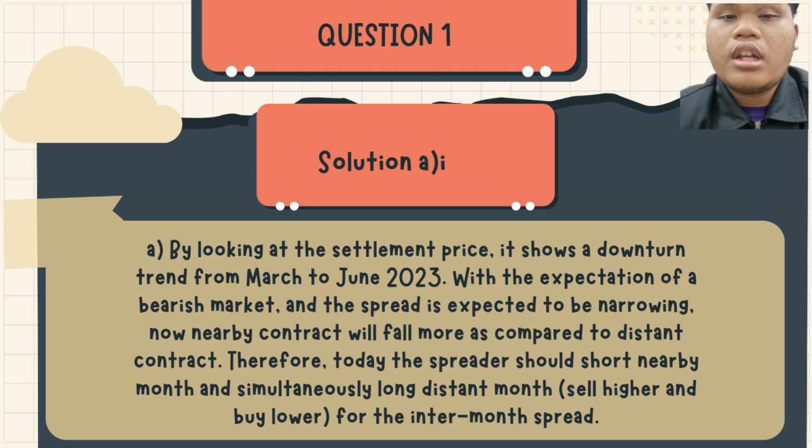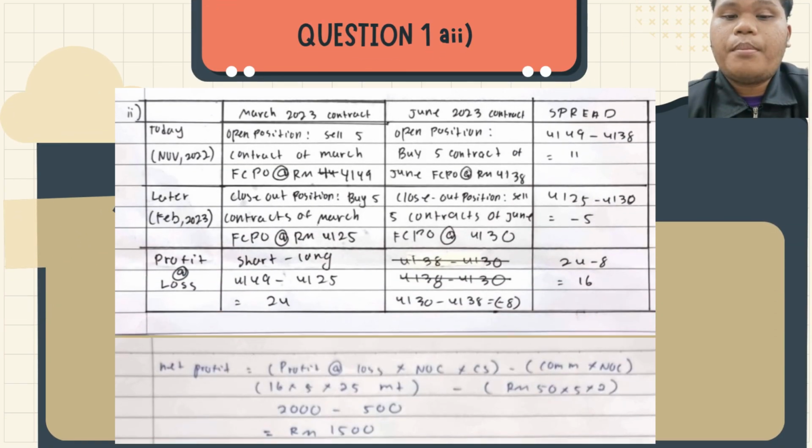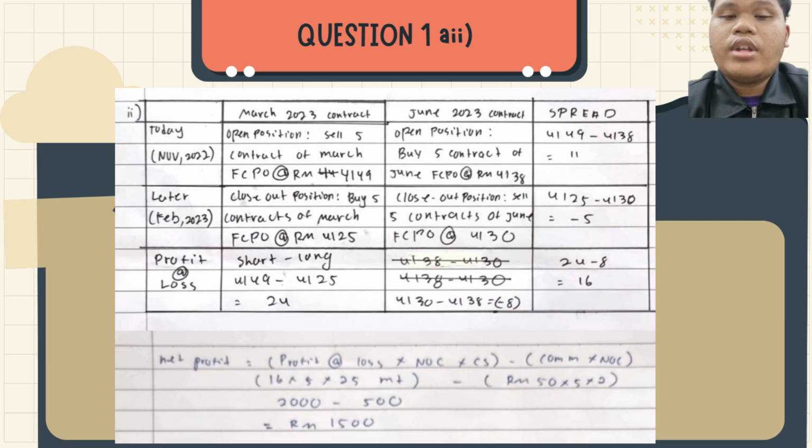When a spread is narrowing, the nearby contracts usually fall faster than the distant contract. So, the correct strategy is to sell the contract today, March 2023, and buy the contract in June 2023. This is called a bear spread or intermonth spread trading. For question part A2, I will explain.